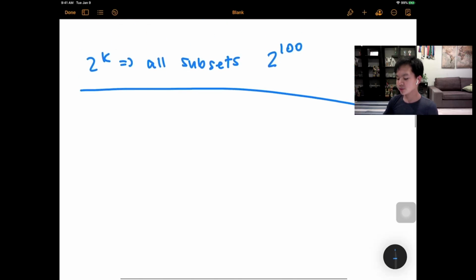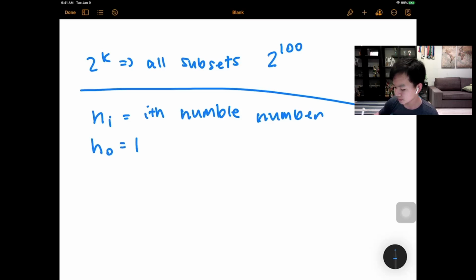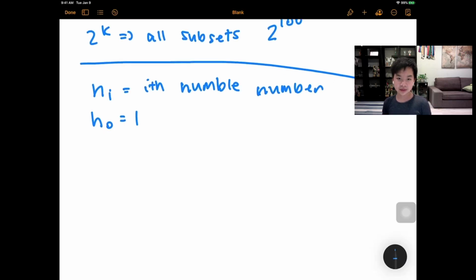Our next way is to generate each humble number accordingly. For example, we can define h of i as the ith humble number. Then we can set h of 0 to 1. We know that 1 is not a humble number, so we make it our 0th element. And then h of n would be equal to our answer.